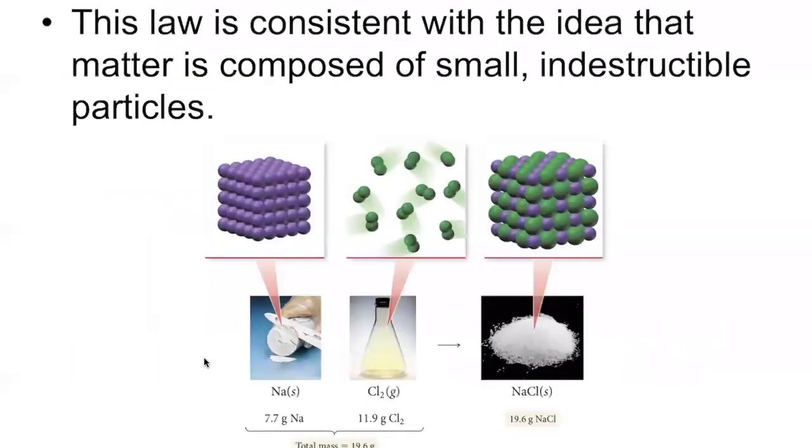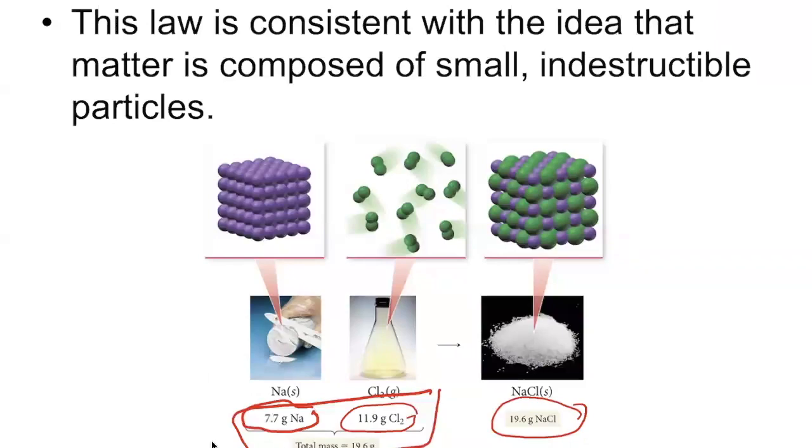Here we have an example where we know that sodium and chlorine form sodium chloride. We have 7.5 grams of sodium and 11.9 grams of chlorine, which means that the product must be 19.6 grams, because we need to make sure that the amount of the reactants equals the amount of products, because we cannot destroy nor can we create matter.